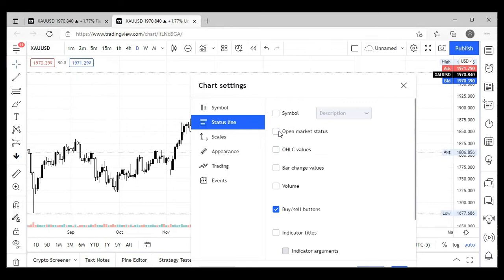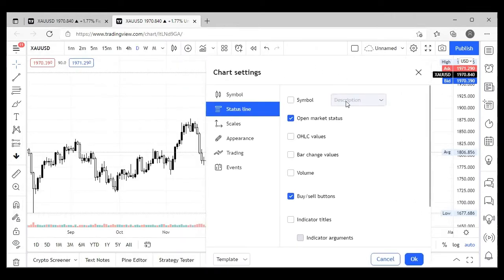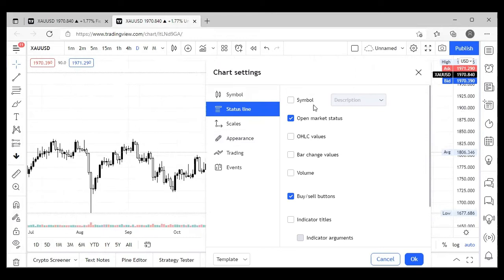Trying to see where I'm seeing the open market status. We shall figure that out. Anyway, so you can see I've removed. So now my chart is looking a bit cleaner. Okay, looking a bit cleaner. If I return that because I've removed that.